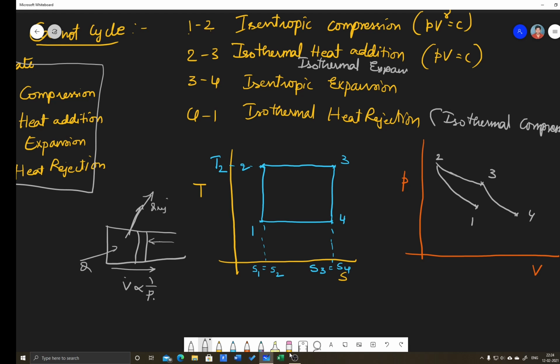But the correct term to discuss this is isothermal heat addition and isothermal heat rejection. So this will be 1 to 2, 2 to 3, 3 to 4, and 4 to 1. There are different volumes at different places.